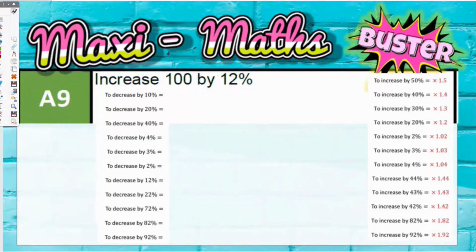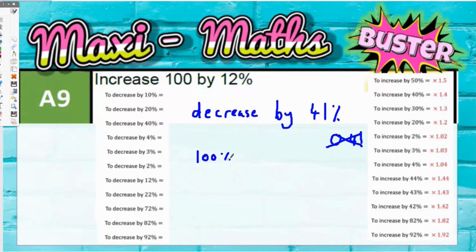So for example, a decrease of 41%, decreased by 41%, your decimal, so a lot of people think it's 0.41, but that's actually wrong, as you're about to see. So you'd start with 100%, you are losing 41%, which means you have 59% left of what you started with, and your decimal, move your point in two places, or divide by 100, is 0.59. So your decimal multiplier for a 41% decrease is times by 0.59.